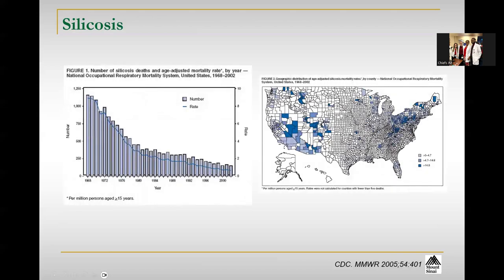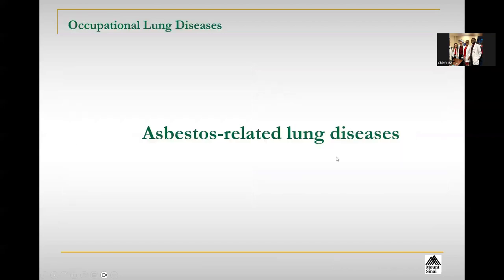And in the United States, in the area of Appalachia, and in New England, in Vermont, New Hampshire, and also in the Southwest, in the mining states like Arizona, Colorado, Nevada, there tend to be more cases of silicosis than we see here.